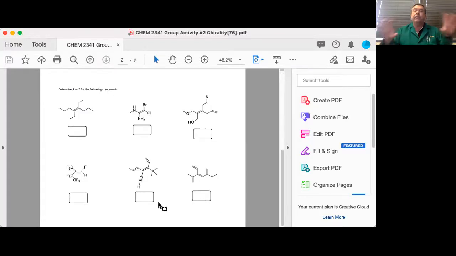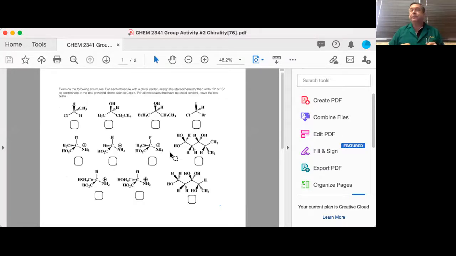The second one is you have 6 boxes here, and all you're trying to do is assign R or E or Z. Okay. So remember, with E or Z, you're going to assign priority to one half of the double bond, assign priority to the other half of the double bond, and compare the two. You do not have to assign 1, 2, 3, 4. You only have to assign 1, and then assign the highest priority on the other side, and then look for, are they on the same side, which is Z, or are they on the opposite sides, which is E. Okay. All right. So that's our assignment here. And that's how to answer if you're going to put on notebooks.